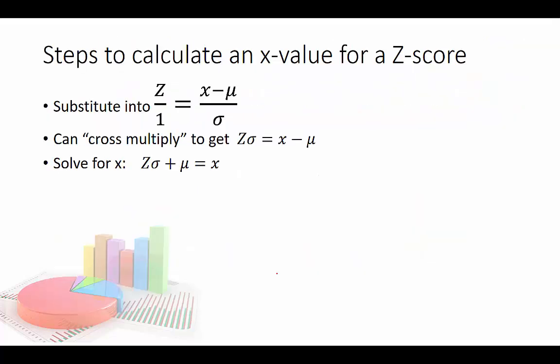So basically the steps to calculate x from a z-score: you have your z-score formula. I added the 1 here to make it simpler for you to cross multiply. And there's a cross multiply right there. And when you do that, you get z times your standard deviation equals x minus mu. And you can add mu to both sides to solve for x.